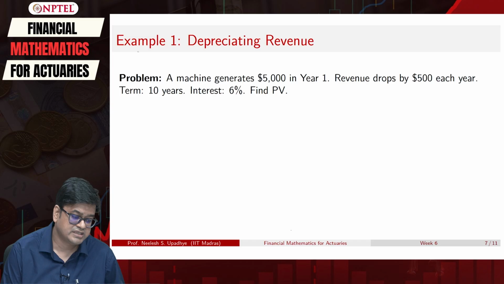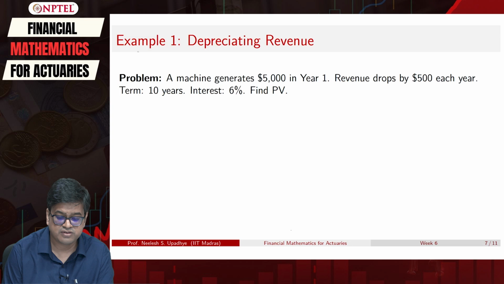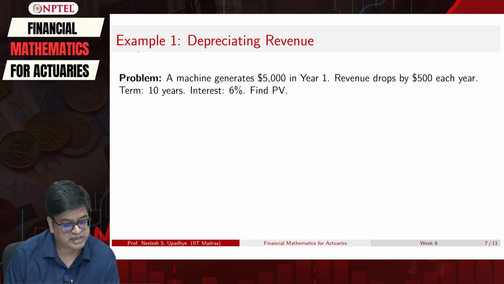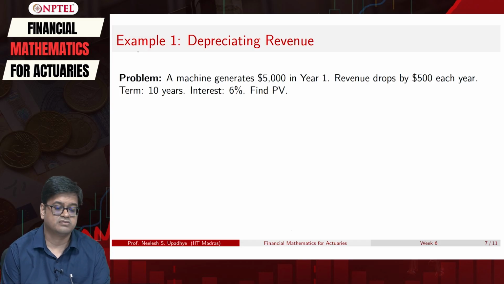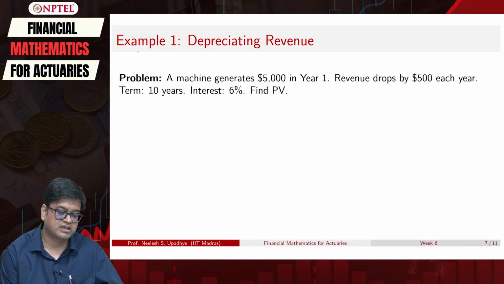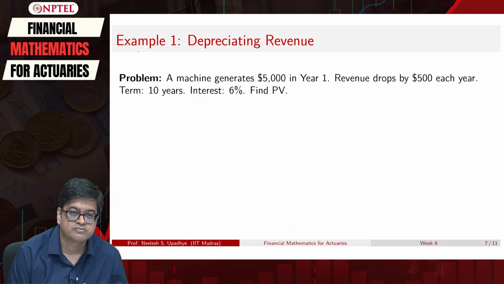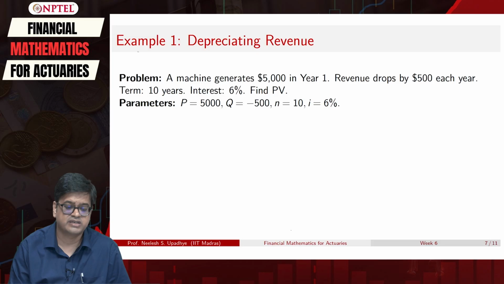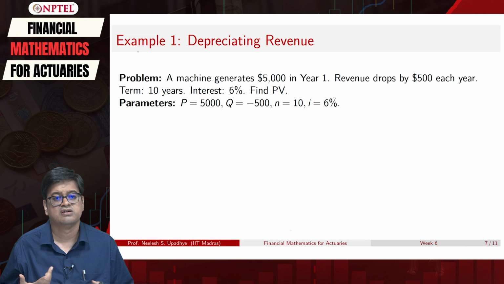So the problem here is a machine generates $5,000 in a year. The revenue of the machine drops by $500 each year. The term is 10 years, interest rate is 6%. You are asked to find the present value of this. Okay. So what are the parameters? This is definitely not the P equal to Q case. So we have to rely on our PQ method, which is P is 5,000, Q is -500, the period is 10 and interest rate is 6%. All the information given, what do I need to compute?